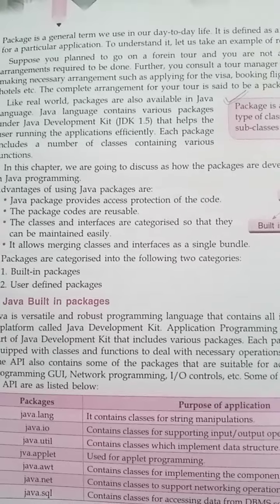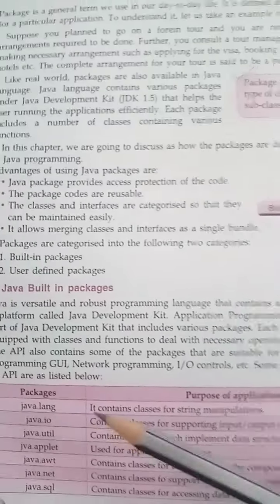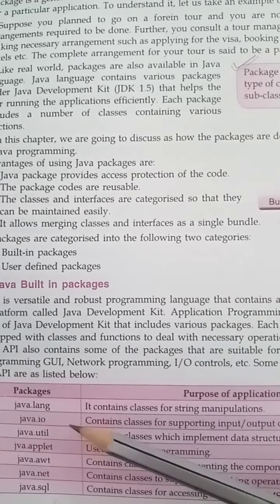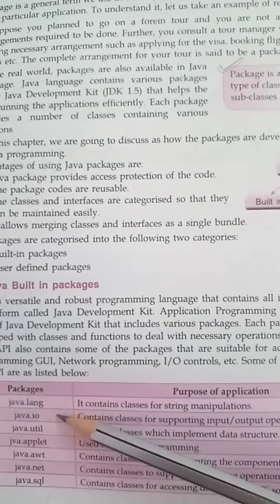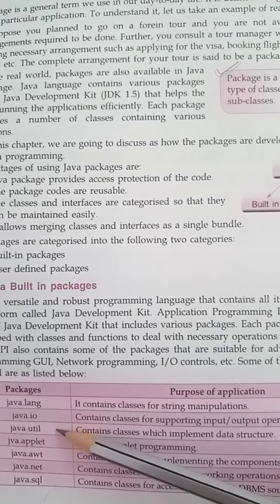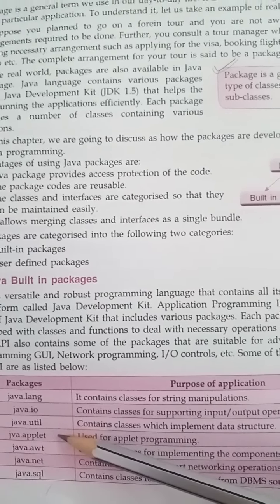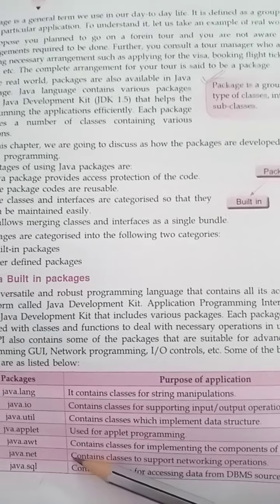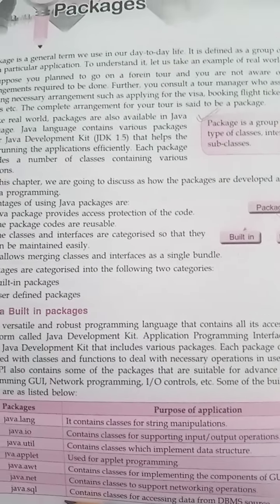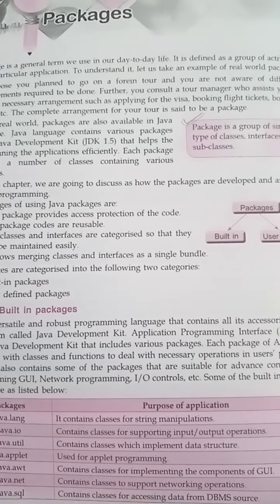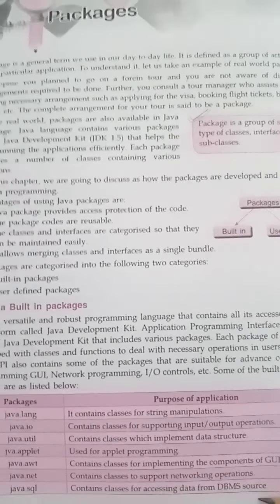In the Java language, we have some built-in packages like java.lang, then java.io. Input output related classes are within this package. The utility package, java.util, and applet, which is used for applet programming. AWT. Then java.net, java.sql, which contains classes for accessing data from a DBMS, database management system source.